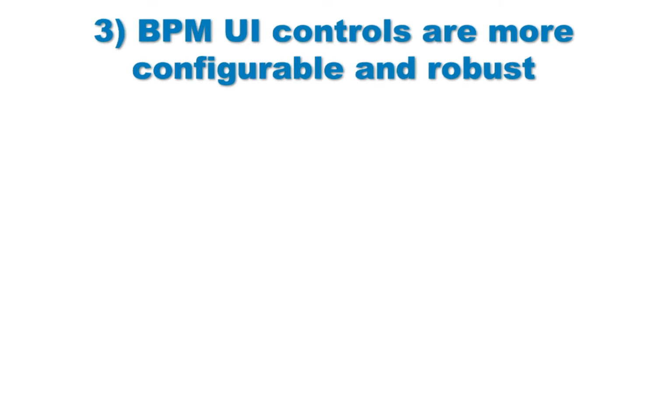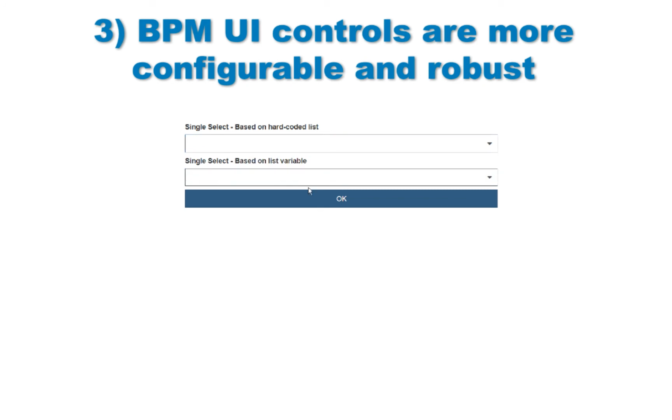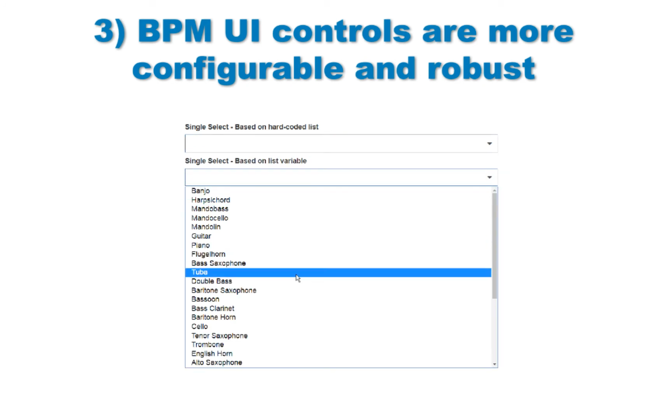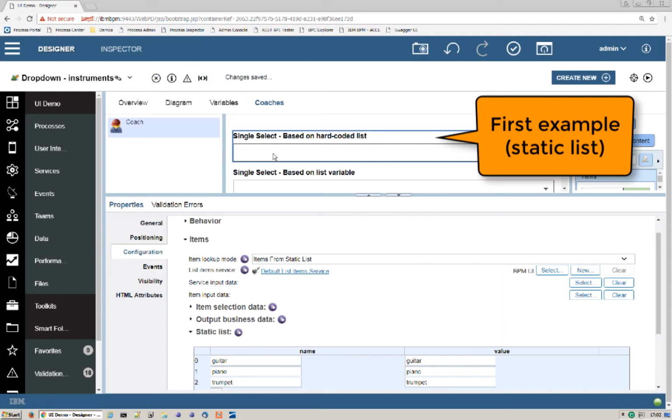The new controls are more configurable and robust. Let's take a look at select controls or drop-downs. I've built a couple. The first one is a pretty short one with 3 entries in it, and the second one has a bunch of entries. Here's how I configured them.